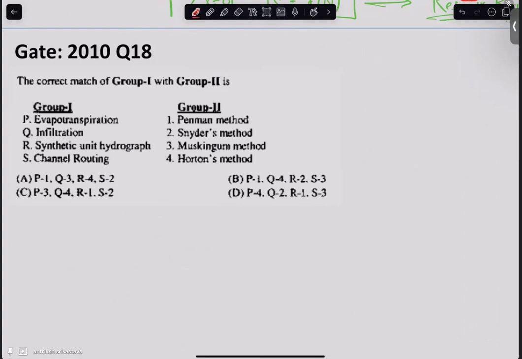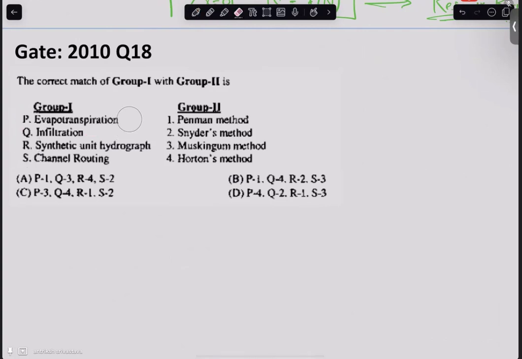The correct match of group 1 with group 2 is, so group 1 is a set of variables and group 2 is a set of methods or equations which you are going to use. First one, evapotranspiration, second, infiltration, then synthetic unit hydrograph and channel routing. Now in group 2 we have the methods. First one, Penman method, second, Snyder's method, Muskingum method and Horton method.